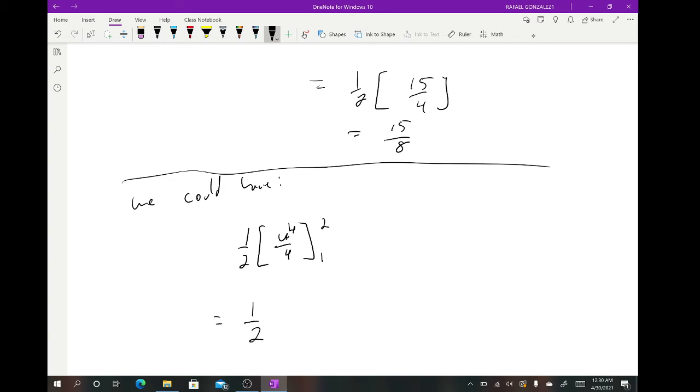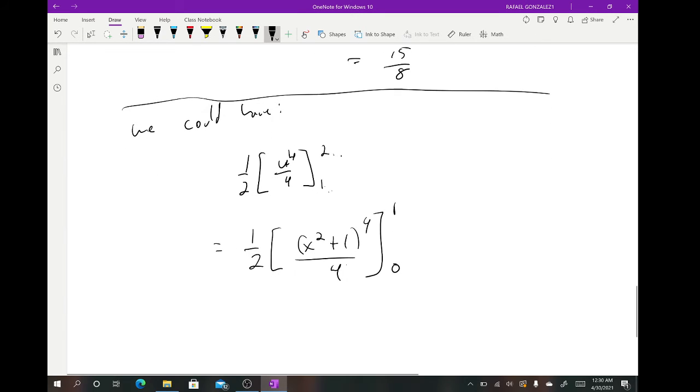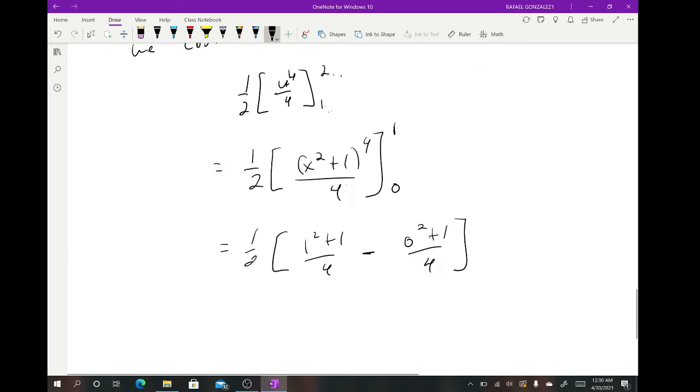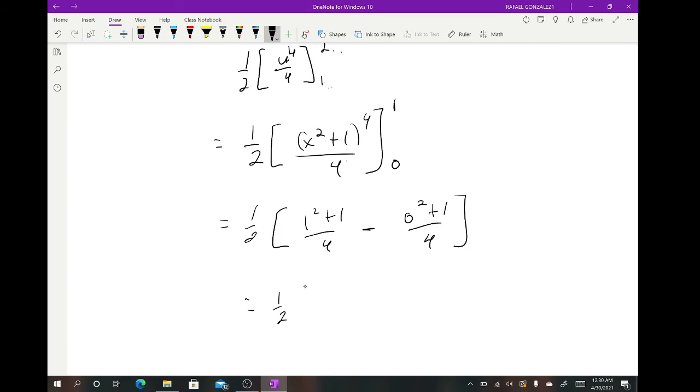If you substitute back, this would have been x squared plus 1 to the power 4 divided by 4, and because we substituted back, we have to substitute back our original limits of integration from 0 to 1, not from 1 to 2. And now if you use the fundamental theorem, you have 1 squared plus 1 over 4 minus 0 squared plus 1 over 4. So this is equal to 1/2.